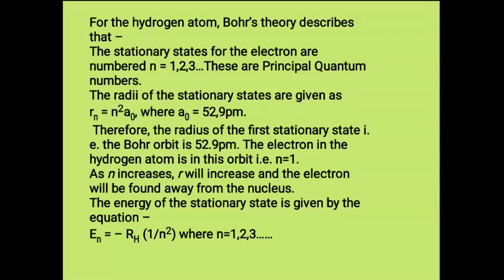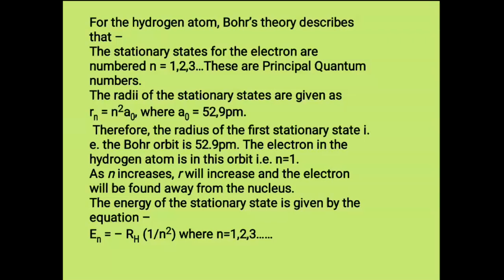The electron in the hydrogen atom is in this orbit, that is n equals 1, because hydrogen has atomic number 1 having only one electron. So initially it is present in the first shell, which has the radius 52.9 picometers. As n increases, that is as the number of shells increases, the electron shifts from 1 to 2, 2 to 3, 3 to 4. So when we talk about the radius of the fourth shell, as n increases, r will increase, and the electron will be found away from the nucleus.